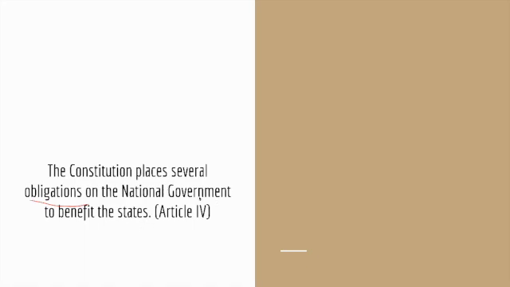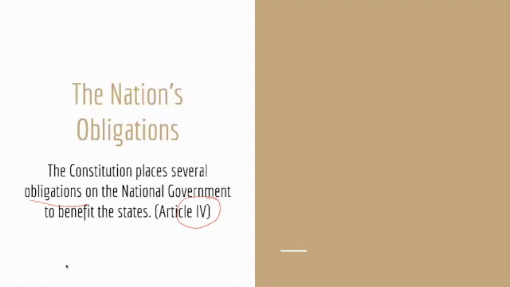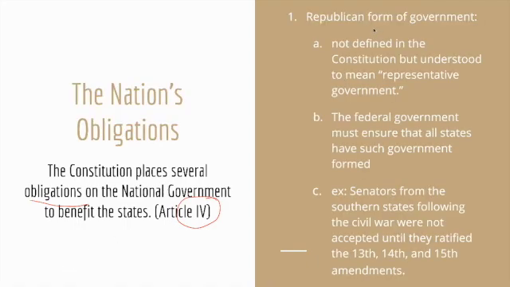So we see this in Article 4 of the Constitution. Remember, you have Article 1 that outlines the legislative branch, 2 outlines the executive, and 3 outlines the judicial, and then you have 4 that outlines the relationship between the national government and the states. So some of those that are outlined: whereas it's not specifically stated, we know that there must be a representative government.